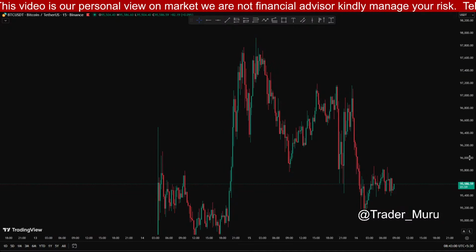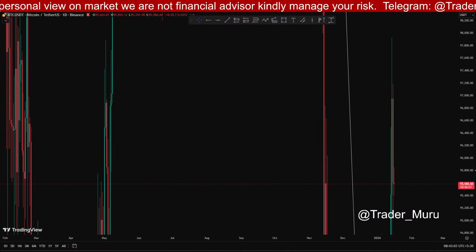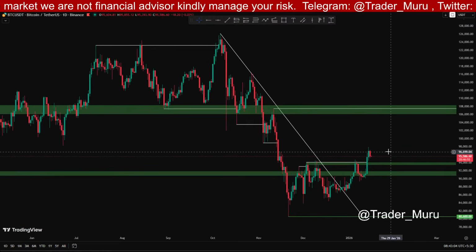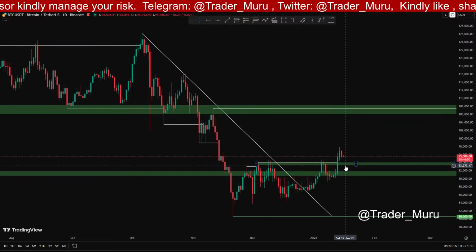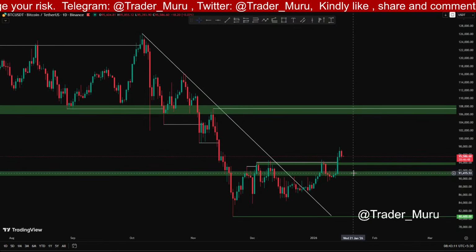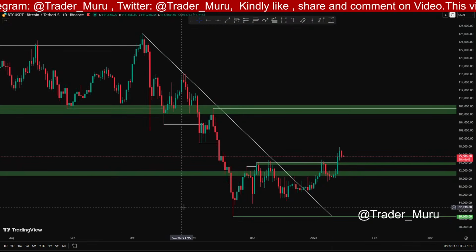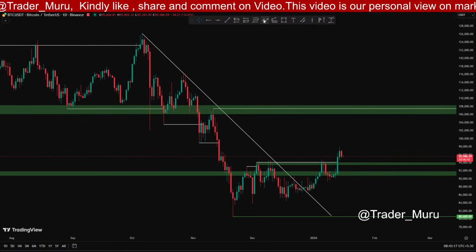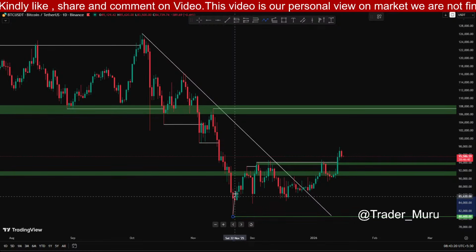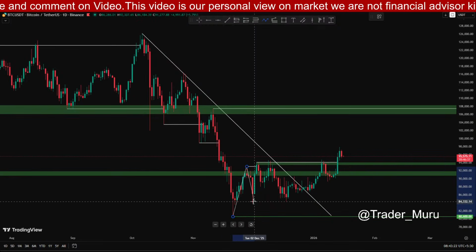Now let's see BTC. In BTC, our target was here, and price should retest this zone to again pump. The structure is clear in BTC.